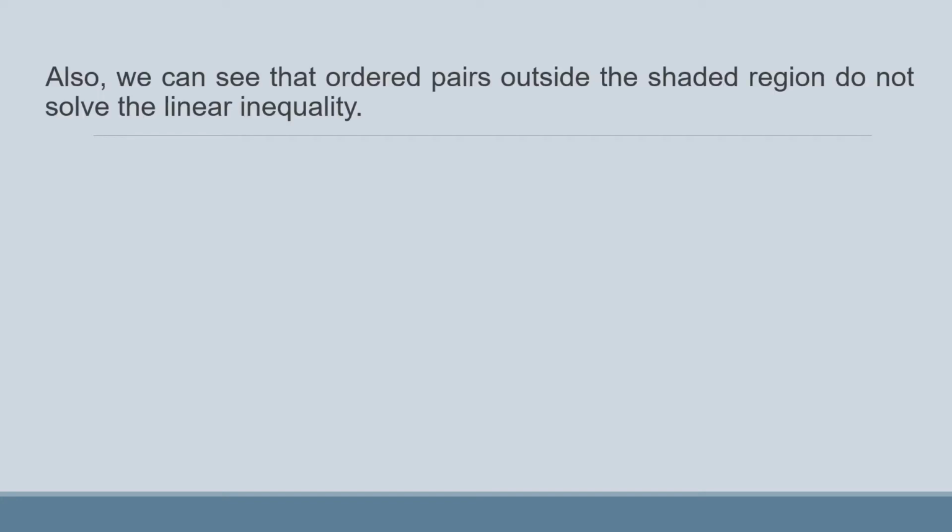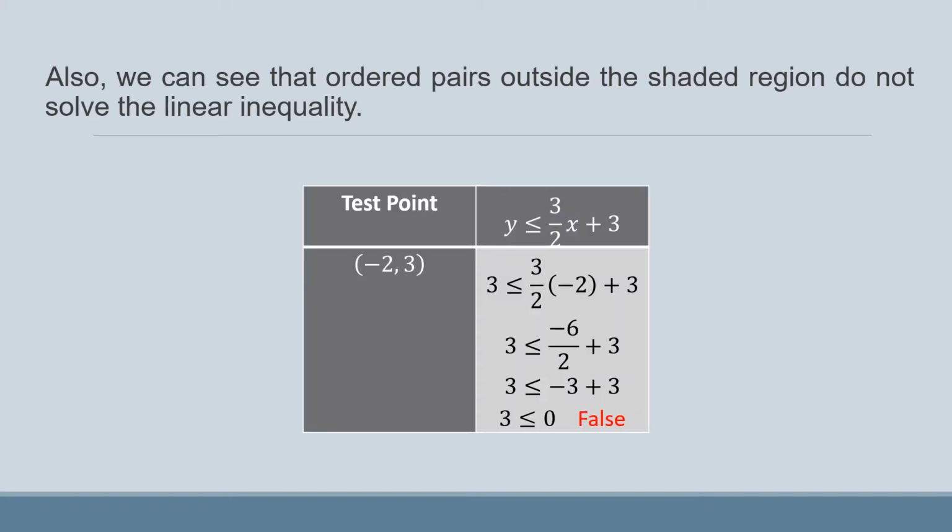Also, we can see that ordered pairs outside the shaded region do not solve the linear inequality. Sample test point, we have (-2, 3). And 3 would never be less than or equal to 0.